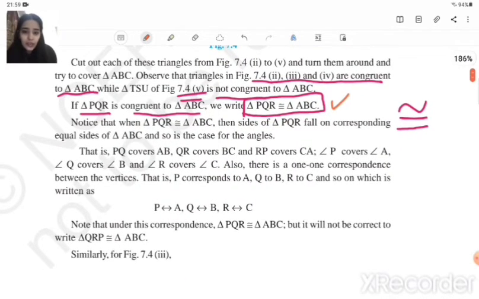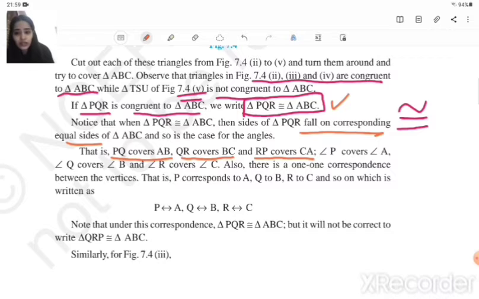This is what I explained. The sides fall on the corresponding equal sides, so we have to mention the corresponding sides. PQ covers AB, QR covers BC, RP covers CA. They will overlap completely. Why? Because they are of equal dimension.